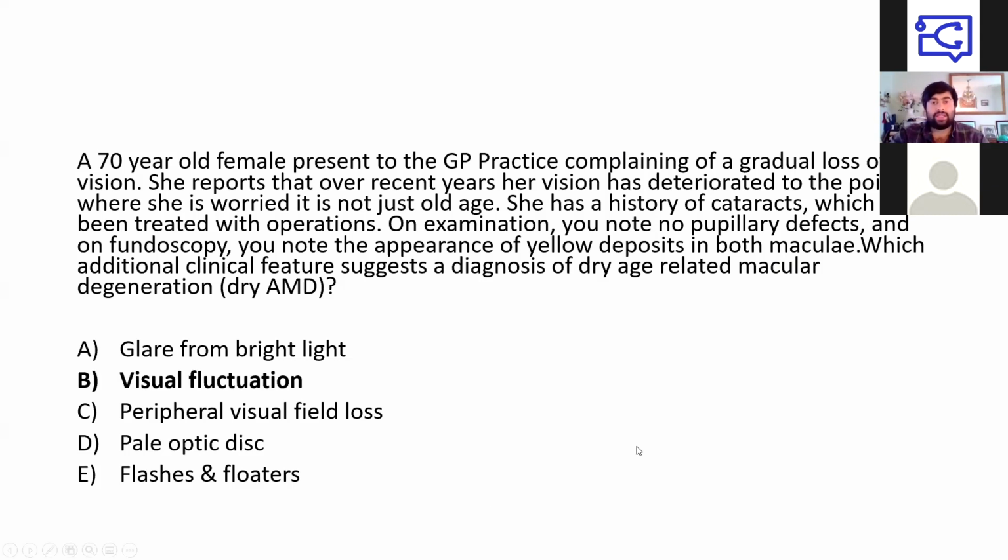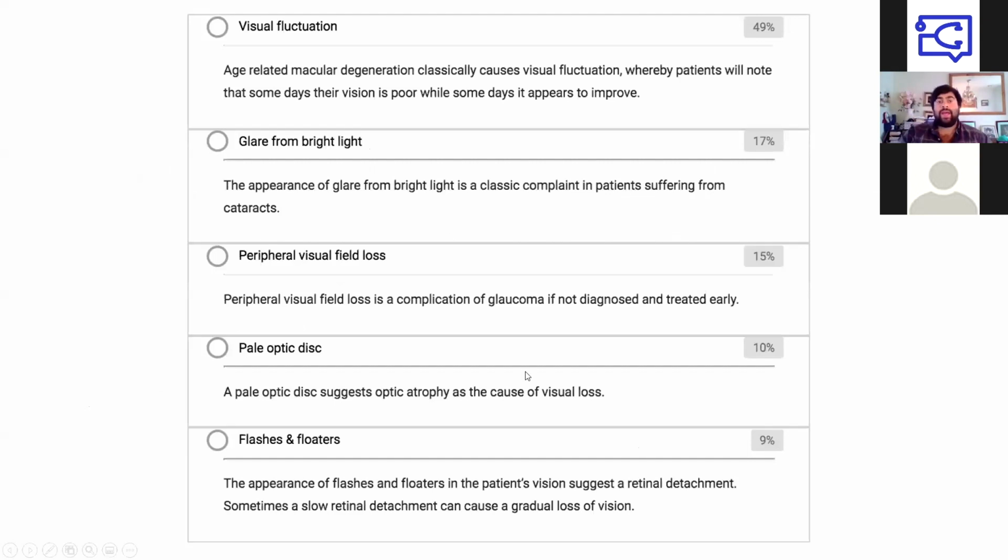Again, the last sentence is really the question, which is which of these suggests dry AMD? This is a woman who's slightly older, she's 70 years old. So already those are two risk factors for AMD, increasing age and female sex. She has a history of cataract, and you notice that she's got yellow deposits at the macula. Going through these, glare from bright light is classically an SBA clue as to the presence of cataract.